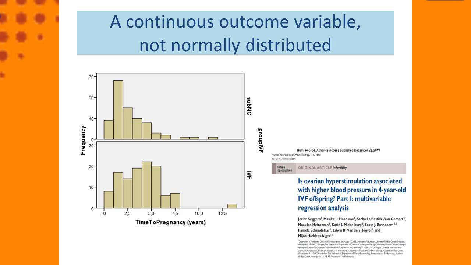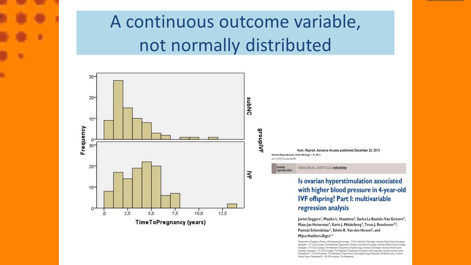Let's have a look at the variable time to pregnancy in years for the group of subfertile women who naturally conceived and the combined groups of women receiving IVF, discussed in the article of Jorien Seggers and colleagues. These data are clearly not normally distributed. So to compare the distributions, we cannot make use of the t-test, which assumes normal distributions.